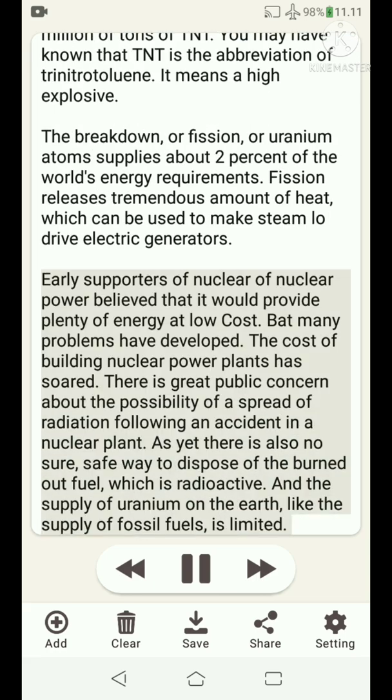Early supporters of nuclear power believed that it would provide plenty of energy at low cost. But many problems have developed. The cost of building nuclear power plants has soared. There is great public concern about the possibility of a spread of radiation following an accident in a nuclear plant. As yet there is also no sure, safe way to dispose of the burned-out fuel, which is radioactive. And the supply of uranium on the Earth, like the supply of fossil fuels, is limited.